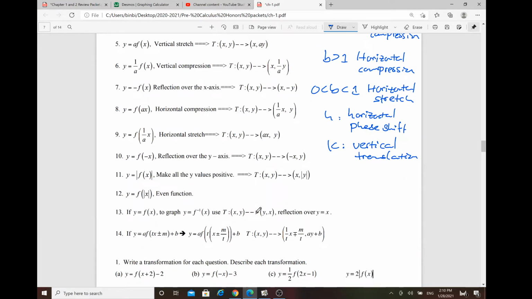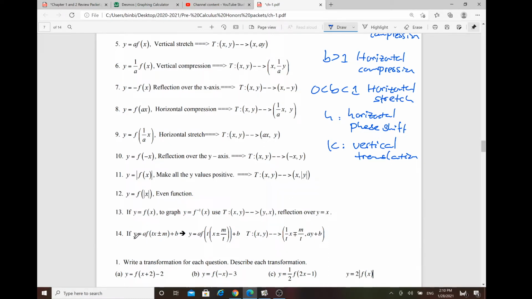In addition to all this, we do have absolute value of f of x, which makes all the y values positive. And then f of absolute value of x, that means an even function, for example like the parabola. And then inverse functions: the line of symmetry is always y equals x, so that means we just swap the variable.